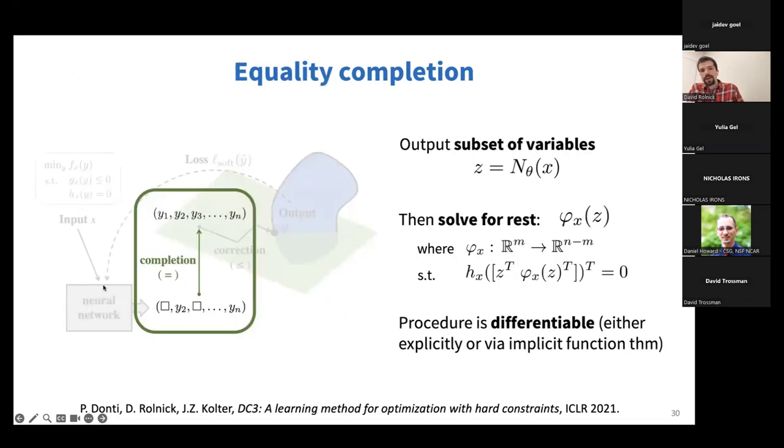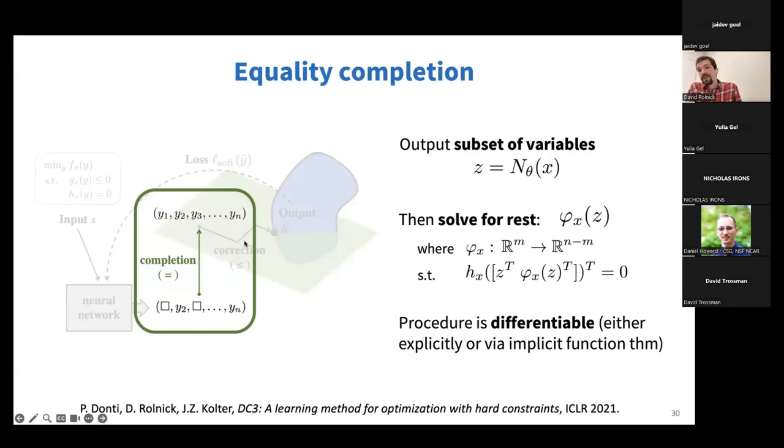First of all, your neural network is not going to output all of your variables. You're not going to output the entire vector Y. You're going to output only some of them. That's because you have these equality constraints here. With the equality constraints, you can use some of the variables to predict the others. If you have five equality constraints, then you can predict five variables using those equality constraints just from the other variables. Generally speaking, you have five fewer degrees of freedom. And so we can solve for the remaining variables.